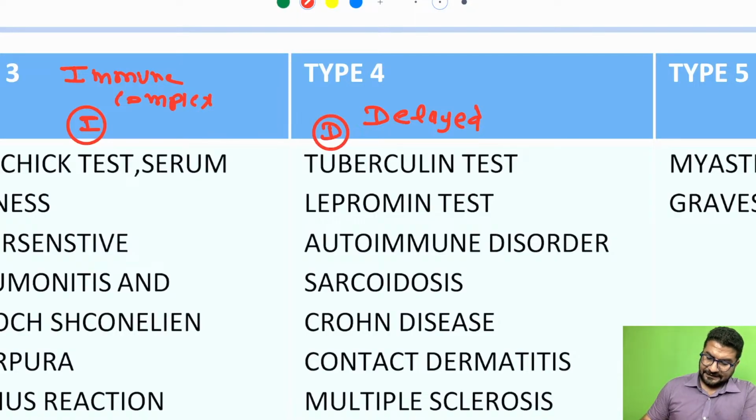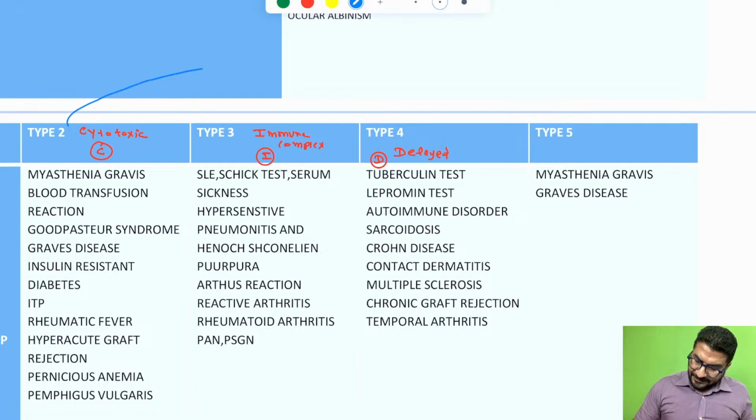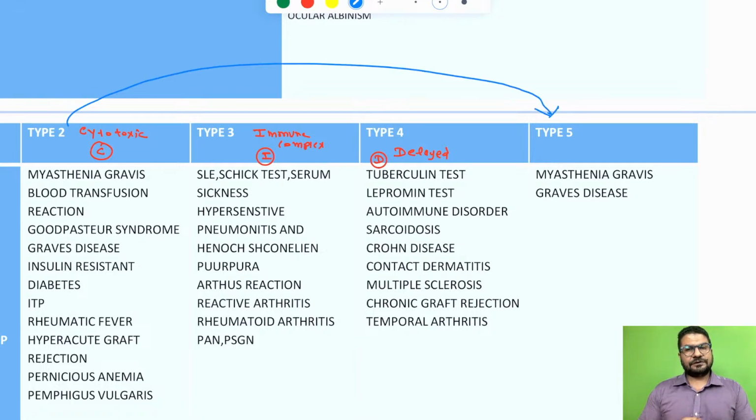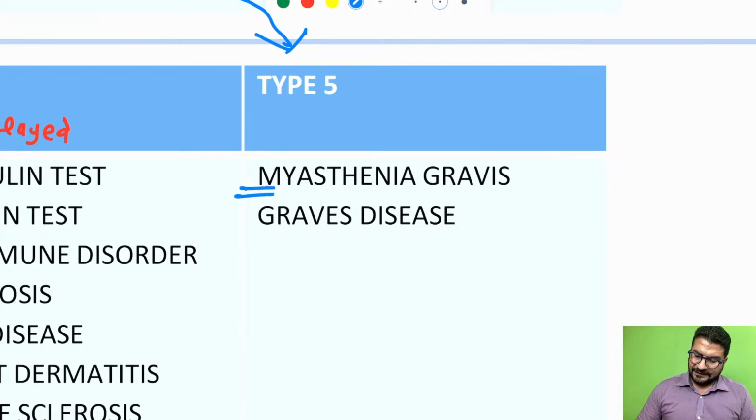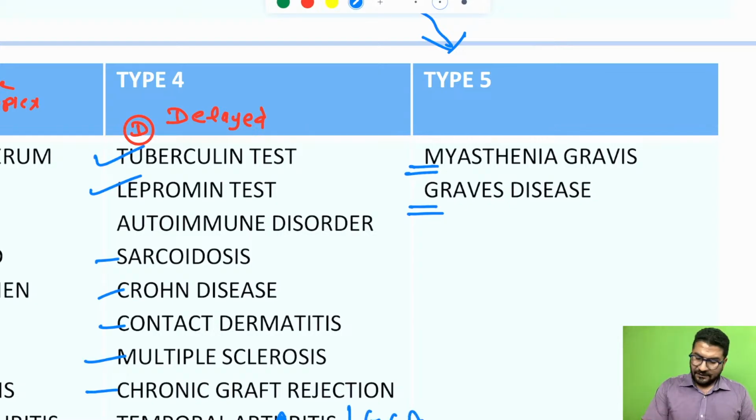So remember, mnemonic is ACID. So type 1, 2, 3, 4 आपको कैसे याद रखना है? ACID. Now type 5 is a type which is derived from type 2. Type 2 से derived type 5. So here we have two conditions, myasthenia gravis and Graves disease. सब एक बार देख लेते हैं type 4 को. So we have tuberculin test, lepromin test, autoimmune disorders like sarcoidosis, Crohn's disease, contact dermatitis, multiple sclerosis, chronic graft rejection and temporal arthritis. टेम्पोरल आर्थराइटिस को और क्या बोलते हैं? जाइंट सेल आर्थराइटिस.